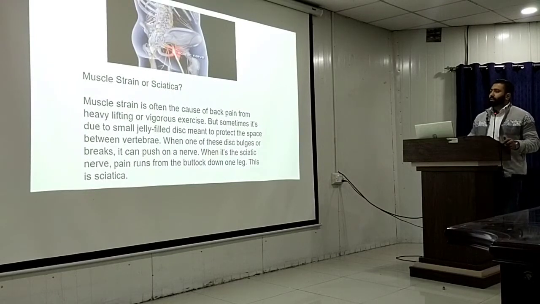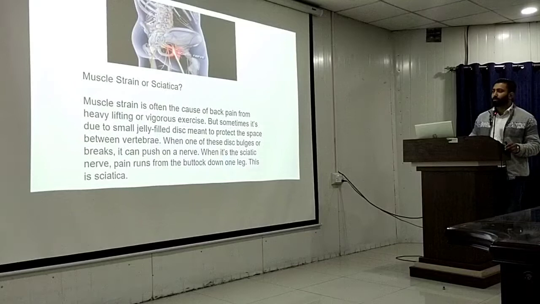Muscle strain and sciatica. Sciatica is the most common problem of low back pain. Muscle strain is often the cause of back pain from heavy lifting or vigorous exercise, but sometimes it's due to small jelly-filled discs meant to protect the space between vertebrae. When one of these discs bulges or breaks, it can push on a nerve. When it is the sciatic nerve, pain runs from the buttock down to one leg. This is called sciatica.